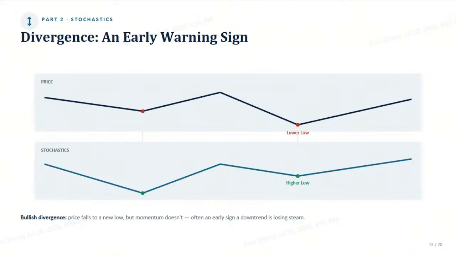One honest caveat: divergence can appear well before an actual reversal happens, and momentum can stay weak for a while before price actually turns. So divergence is best treated as an early warning to tighten your attention, not a precise, instant trigger. This is exactly the kind of situation where pairing stochastics with ATR becomes really valuable, which brings us to the heart of today's lecture.